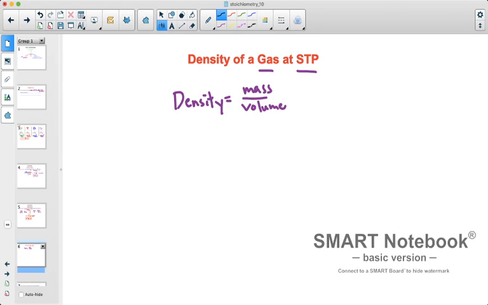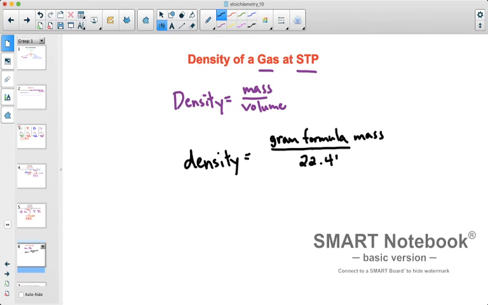We can still have density, but watch what happens. The mass now becomes either the gram formula mass or the gram molecular mass. I'm just going to write one word for now. And the volume ends up being the constant of 22.4 liters. So the formula is essentially the same, but the volume is always going to be 22.4 liters, and I can find the mass just by summing all the elements together.